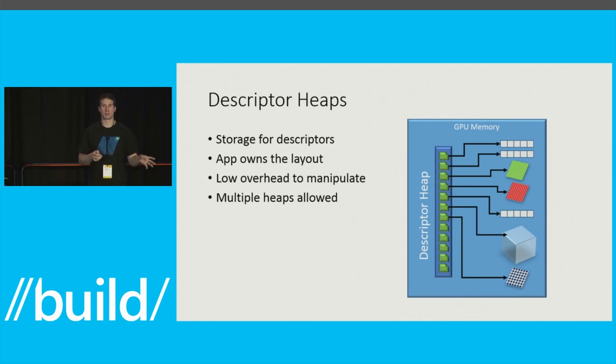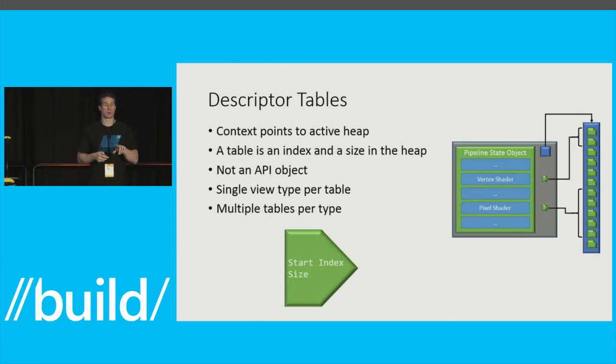So I've talked about descriptors. I've talked about descriptor heaps. The next question is, well, how do I associate my shader code with a particular chunk of descriptors in a given draw call? Like, how is that parameterized? And that's where the descriptor tables come into play. A table actually isn't an API object. It's literally just a notion of a start index and a size. And you have one or more of those start index and sizes per shader stage.